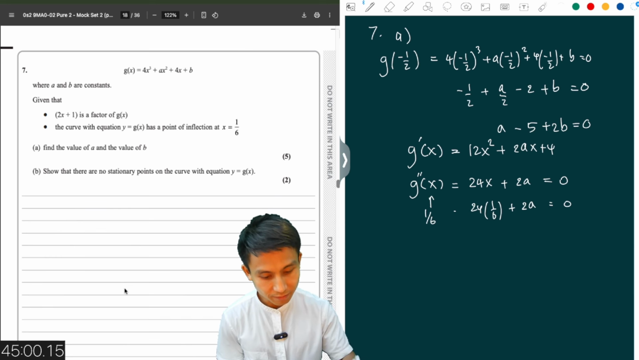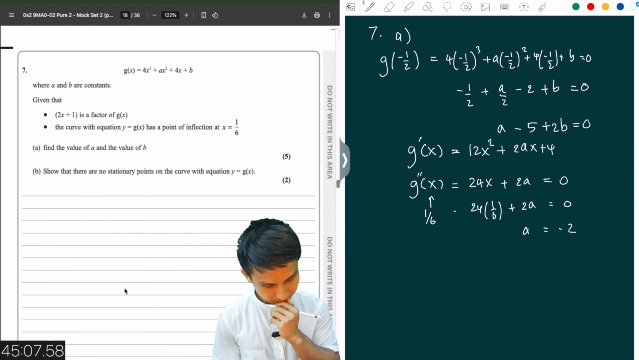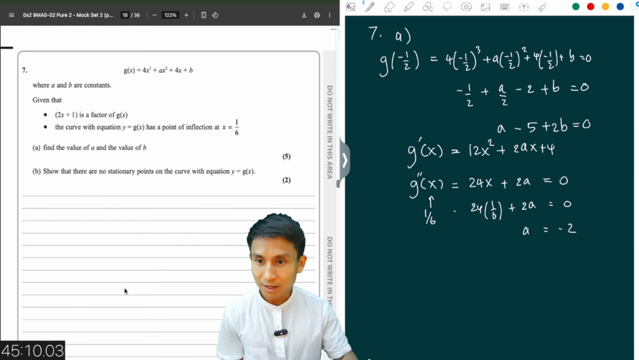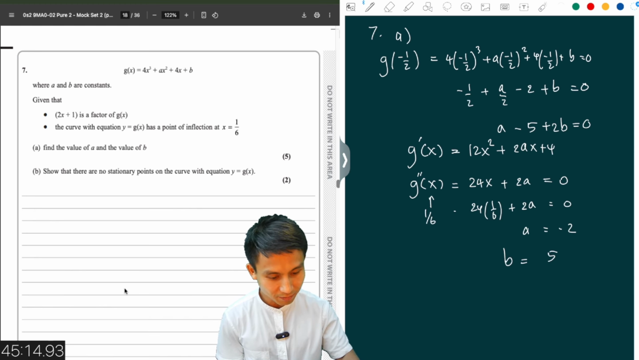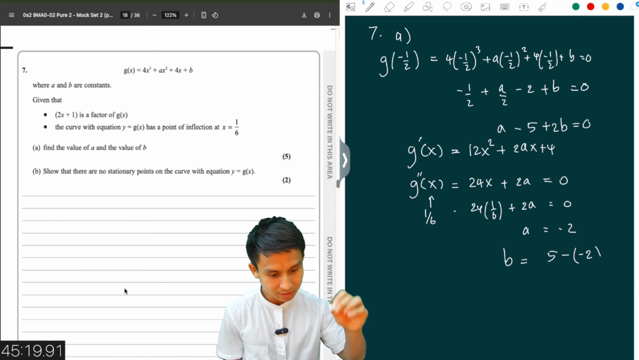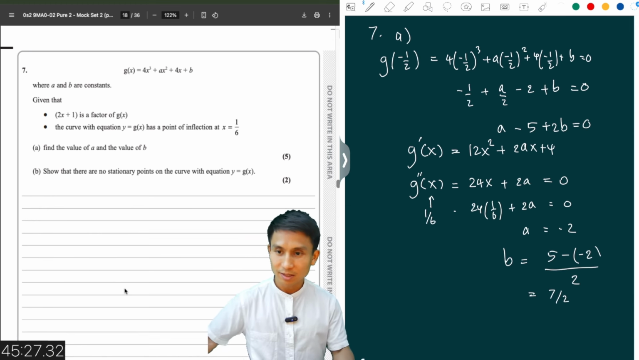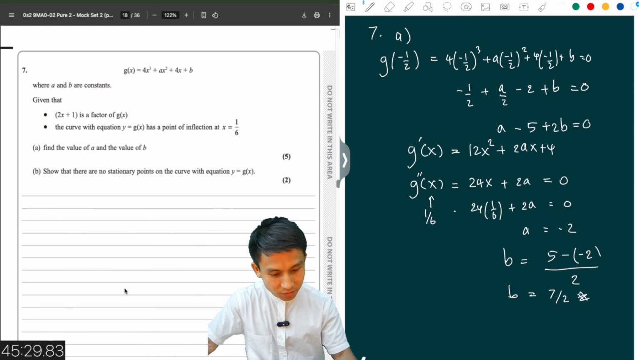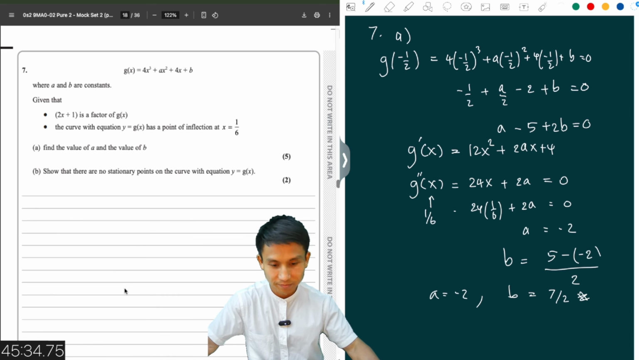So 24 over 6 is 4, so a is just minus 2 if you solve that equation. I think you're okay with that? All right? Yep, so a is minus 2, so that means b is 5 minus a, which is minus 2. I'm just solving this one, basically. Minus a, which is minus 2, over 2. So that is just 7 over 2. So b equals 7 over 2, a is minus 2. That's it for the two values.